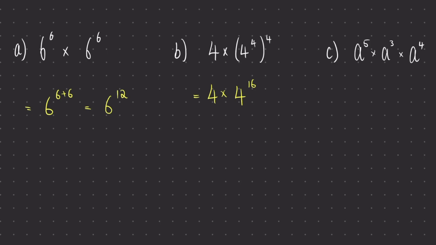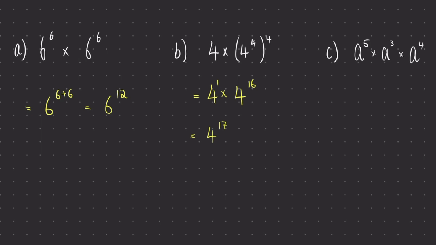Now in this case, it might not be obvious what to do next. However, we must remember that any number by itself is that number to the power of 1. Now once I've done this, I see that it's again a multiplication rule that I must use. So it's 4 to the power of 1 plus 16, which is 4 to the power of 17.